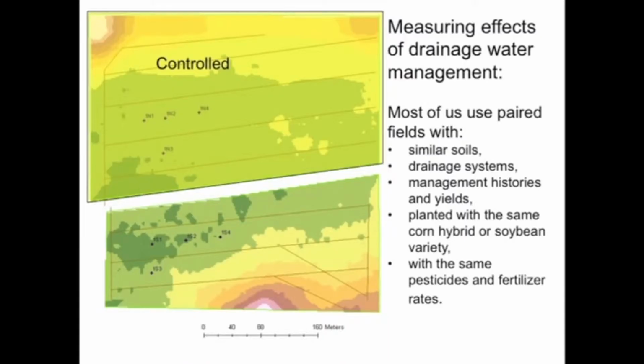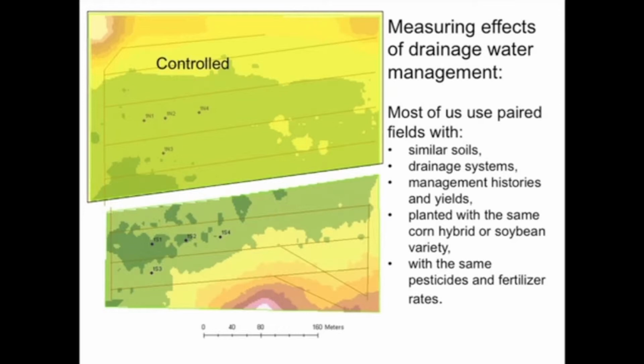The way we're measuring it in this project is that most of us have paired fields. It's hard to use small plots with drainage water management because they influence each other. If you raise the water table in one plot, it's going to raise those next to it. So we've taken fairly large fields and tried to pair them as well as possible with similar soils, yields, et cetera, and then controlled the drainage in one of them.